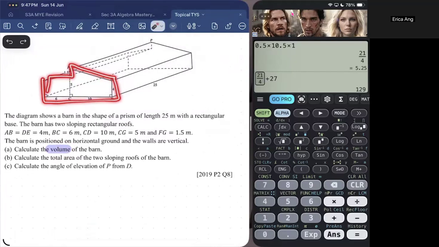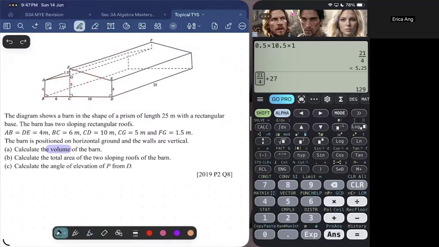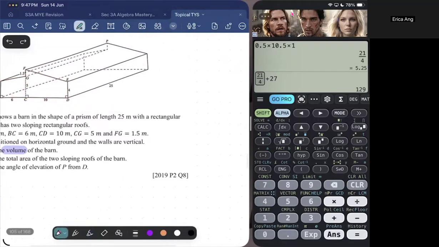Don't know what shape this is, correct? This is a trapezium. This is also a trapezium. So when you add your trapeziums together, you get the base area. But first, you must remember how to find the area of a trapezium. So what is the area of a trapezium formula? Half times the sum of parallel sides times height.